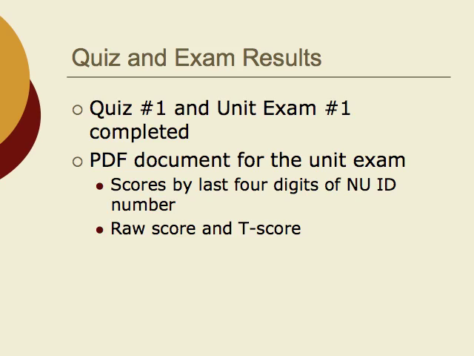Quiz 1 has been completed, as has unit exam number 1 for the class. There is a PDF document posted on Blackboard with the results for the first unit examination, and the raw scores are posted by the last 4 digits of your NU identification number. In addition, there is a T-score that corresponds to the raw score that you obtained on that first unit examination.